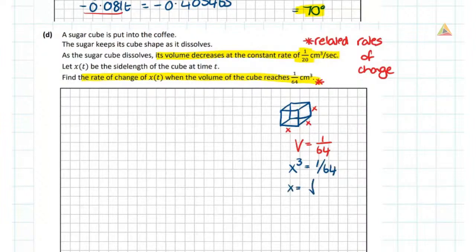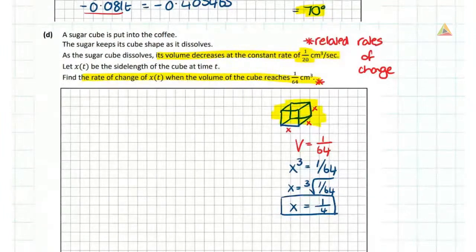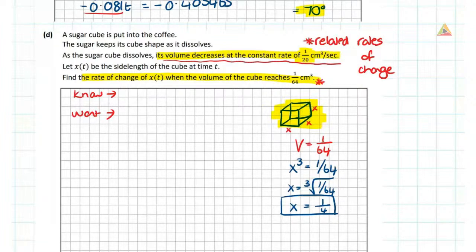So to find x, I'm going to find the cube root of 1/64. And that should give us an x value of 1/4. So we're going to be using that later on in the question. But my diagram over here should kind of help with that part. Okay, so it's a very good idea to write down what you know here and what you want. So first of all, what we know, well, this is the only piece of information that we really have as regards rate of change, and its volume is decreasing at a constant rate.